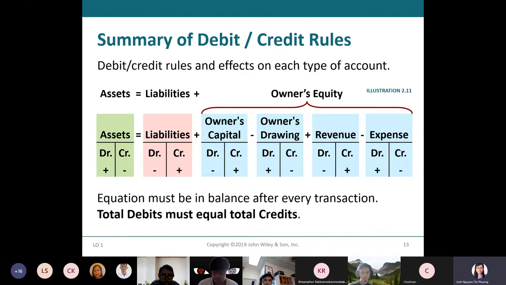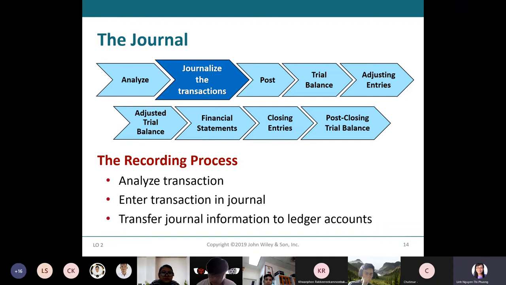Now let's look at the journal. These are the steps that every accountant needs to do. First, they need to analyze the transaction, which one we should record. The second step is to journalize the transaction, which means we record it. Then we post it to the ledger and prepare the trial balance. In chapter 3, we will learn about adjusting entries, preparing the adjusted trial balance, financial statements, closing entry, and post-closing trial balance. So these are all the steps that every accountant needs to do.